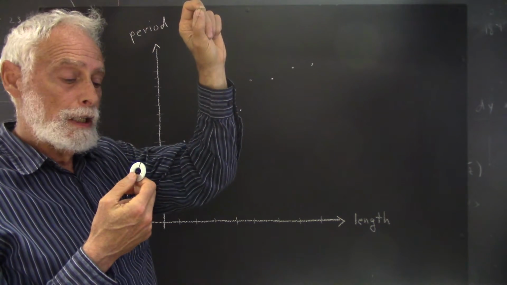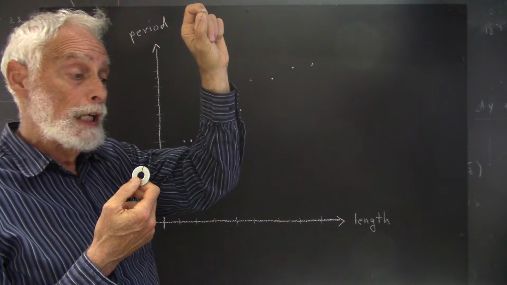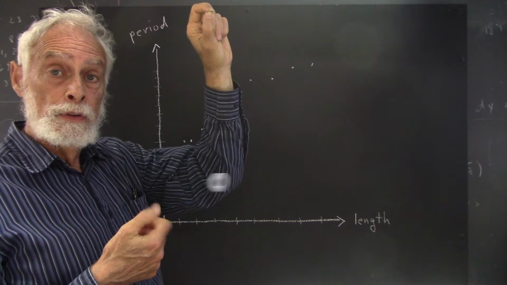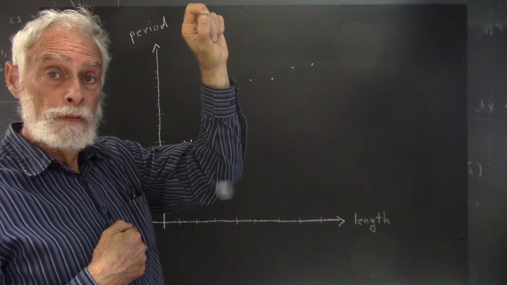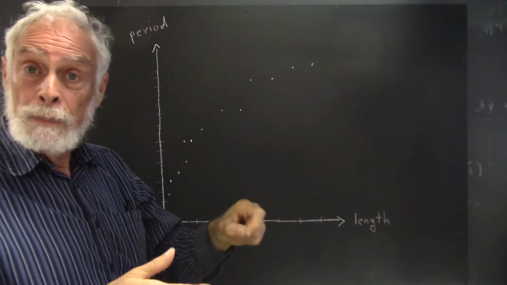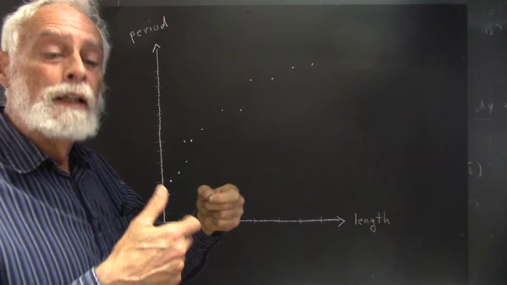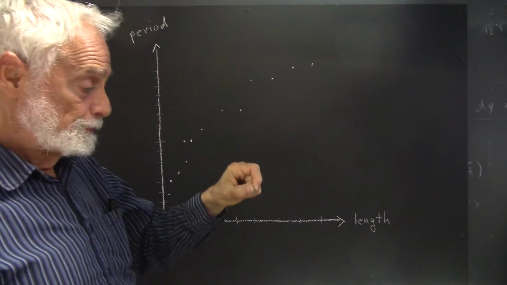And one more thing, I can count half cycles if I want to be a little more accurate. I could count 1, 2, 3, 4, 5, 6, and then divide my count by 2 to get how many cycles there are in a minute.